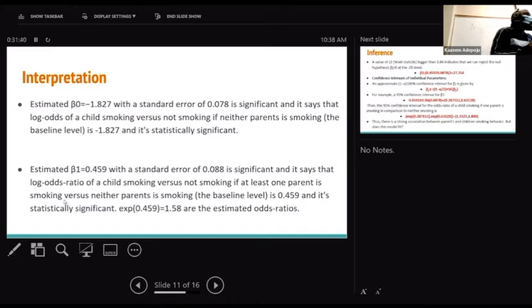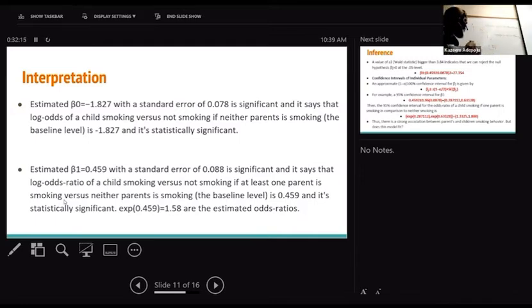Now, if you want to talk about the odd ratio, what are you going to do? You're going to do the exponentiation of that. The exponentiation of the beta 1, 0.459, gives us 1.58. What does it mean? This is the odd ratio. 1.58 in odd ratio. What does it mean? If I have the odd ratio, pi over 1 minus pi, and it is 1.58, it's like 1.58 to 1.